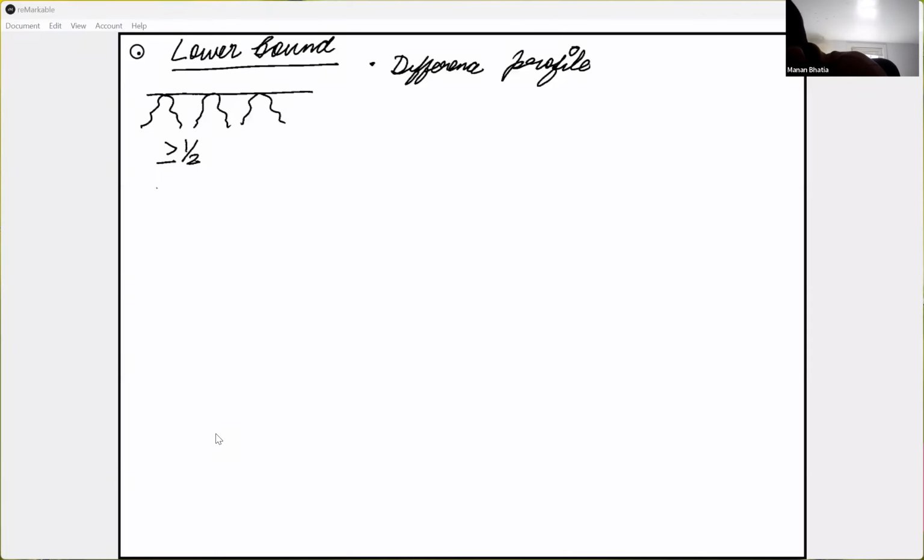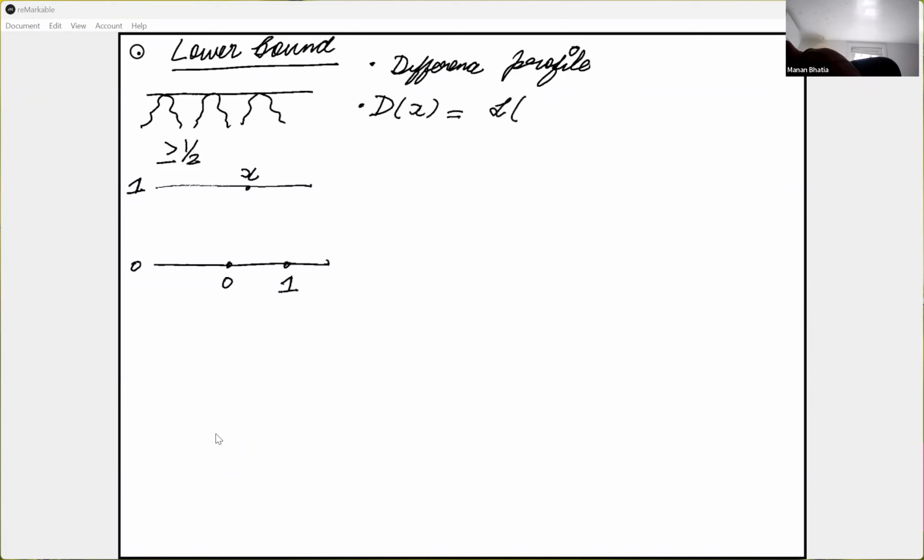Okay, I'll now tell you about this object. Again, you start with two timelines, 0 and 1. You take a point 0 here, and you take a point 1 here also, space point 1, and you have a point x here. Okay, so I define the difference profile, d of x, to be the difference of passage times. So this seemingly simple object actually encodes a lot of information.